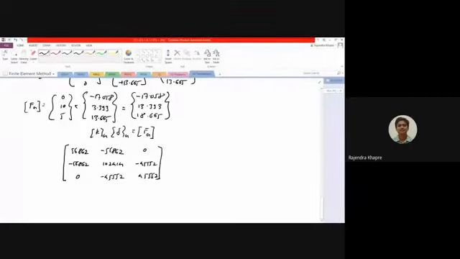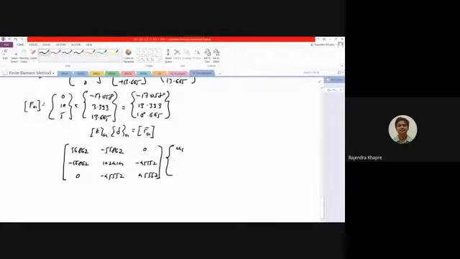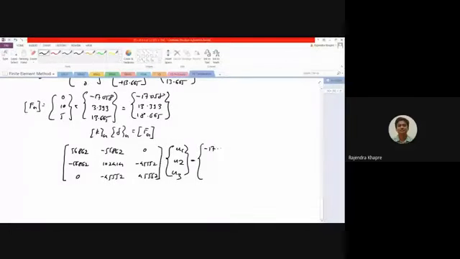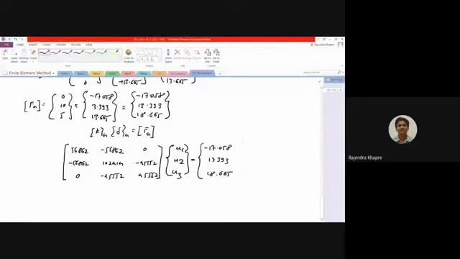Multiplied by U1, U2 and U3. These are the nodal displacements at node 1, node 2 and node 3, and this will be equal to minus 17.058, 13.393, and 18.665. Now out of which you know that U1 is 0, because at node 1 there is a fixed support.